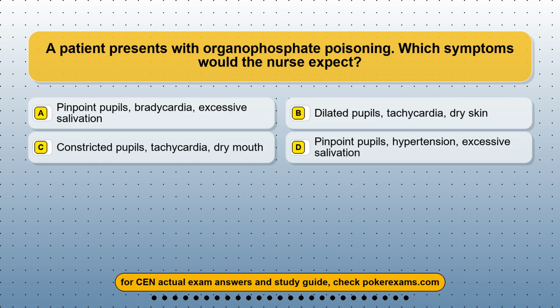Question 13. A patient presents with organophosphate poisoning. Which symptoms would the nurse expect? Option A, pinpoint pupils, bradycardia, excessive salivation. Option B, dilated pupils, tachycardia, dry skin. Option C, constricted pupils, tachycardia, dry mouth. Option D, pinpoint pupils, hypertension, excessive salivation.